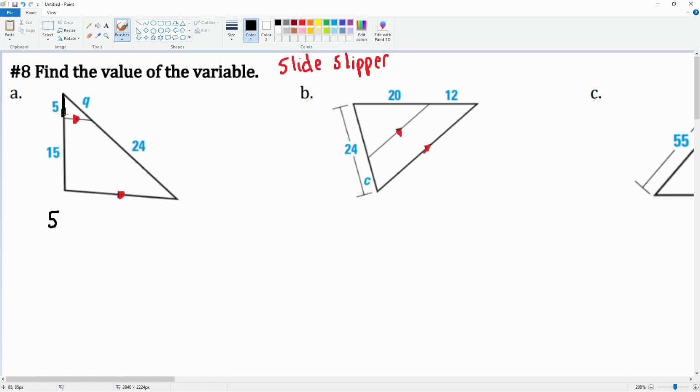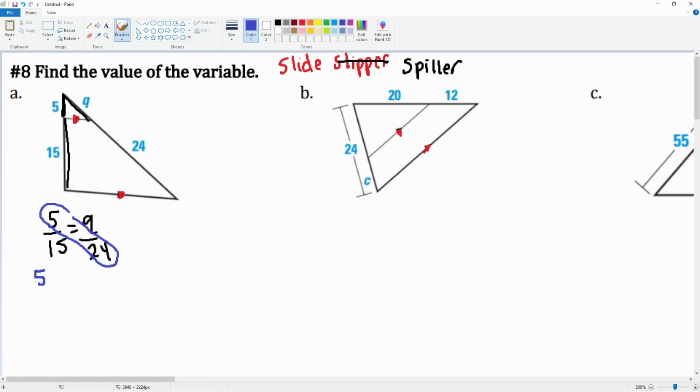All right, so this means something interesting. 5, which is this part, can be divided by 15. This part is going to match up with this part, q over 24. This is only possible because of the side splitter theorem, I think that's how you said it. Okay, and then we can cross multiply.